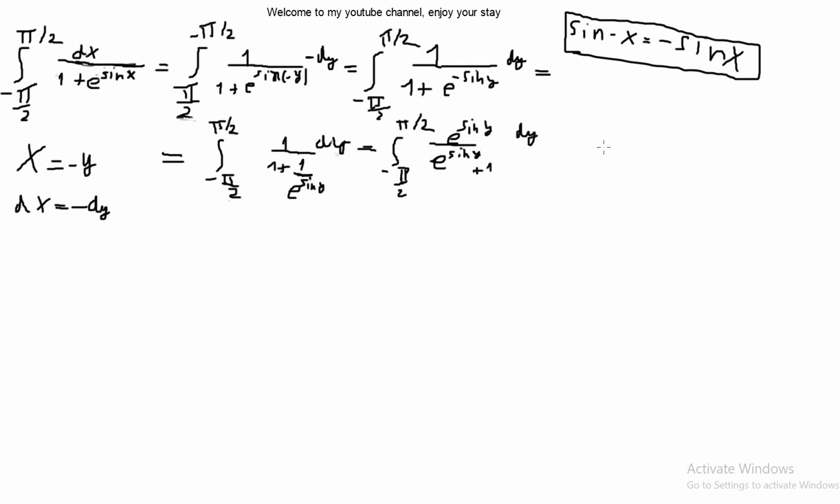Okay, so why did we do this? This integral has the same boundaries as this one, and you should see that if we add those two integrals, it will cancel out, since both have 1 plus e to the sine of y in the denominator. So let's call this integral I and this integral I, and let's add them together.